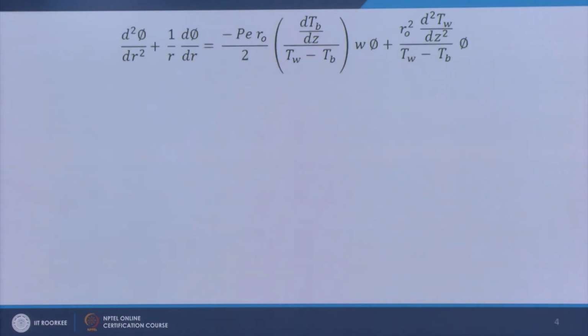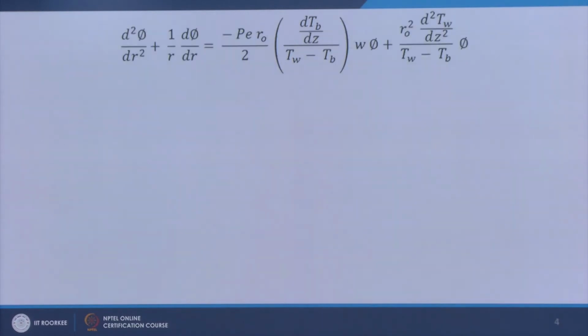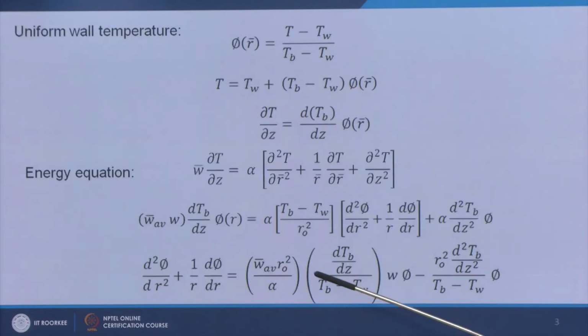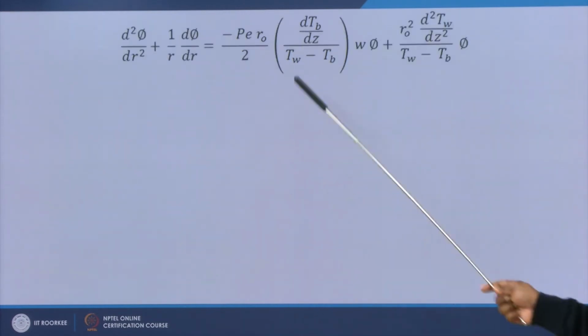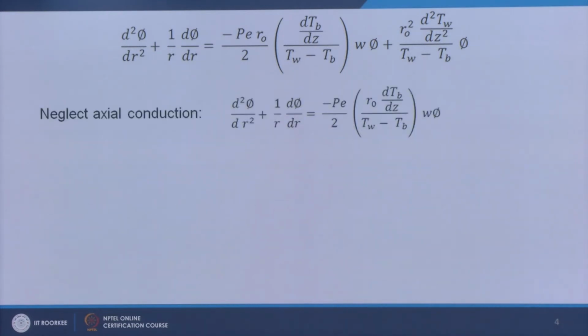Next, let us do a little further simplification. The term in the first bracket can be written in terms of the Peclet number, so here we have introduced the minus Peclet number. R naught square was there, so one R naught remains, which we have kept over here. The axial conduction remained in the same form, only the sign changed, so the minus sign became positive. So this is more or less the equation.